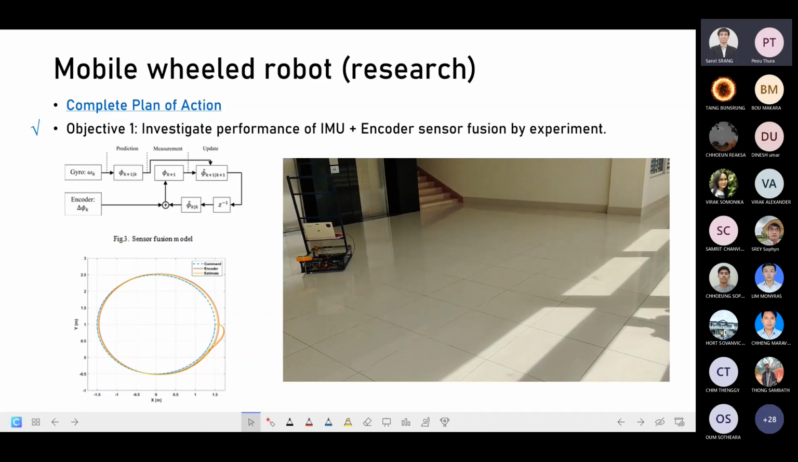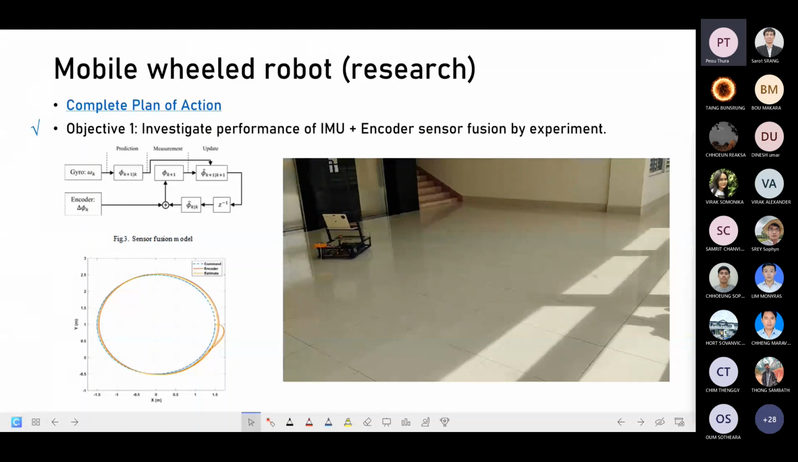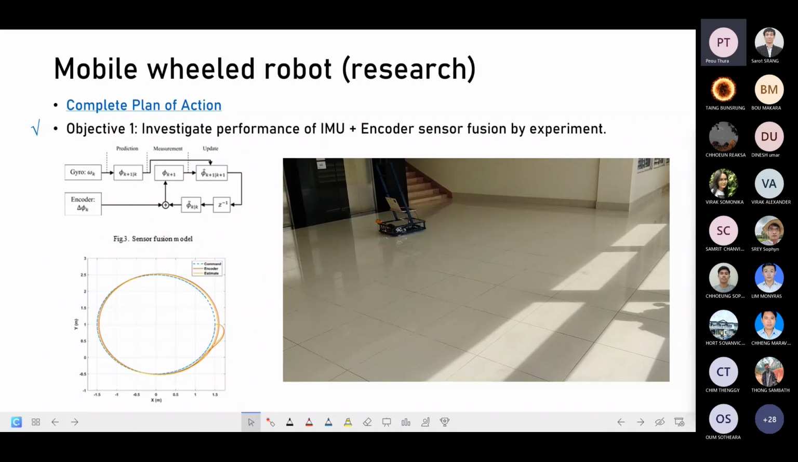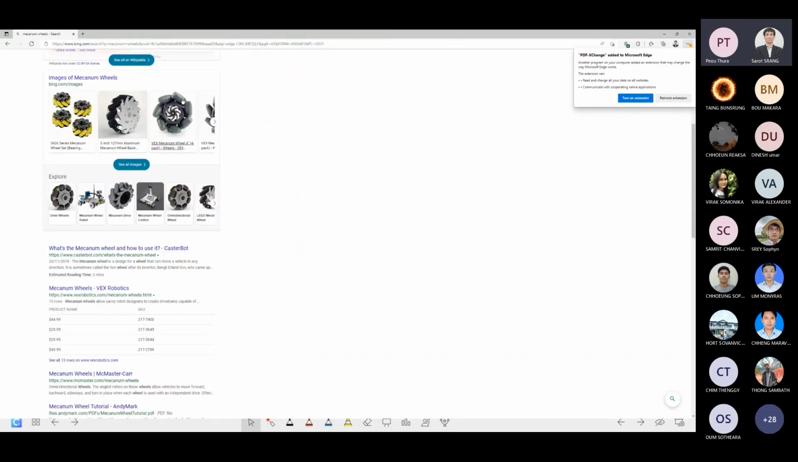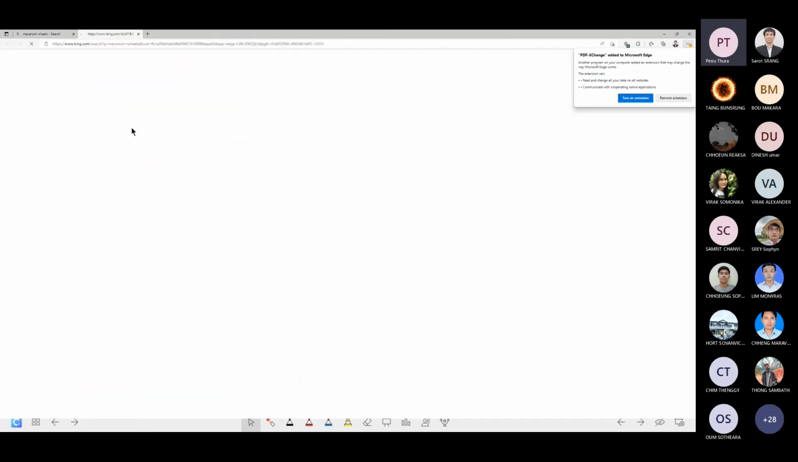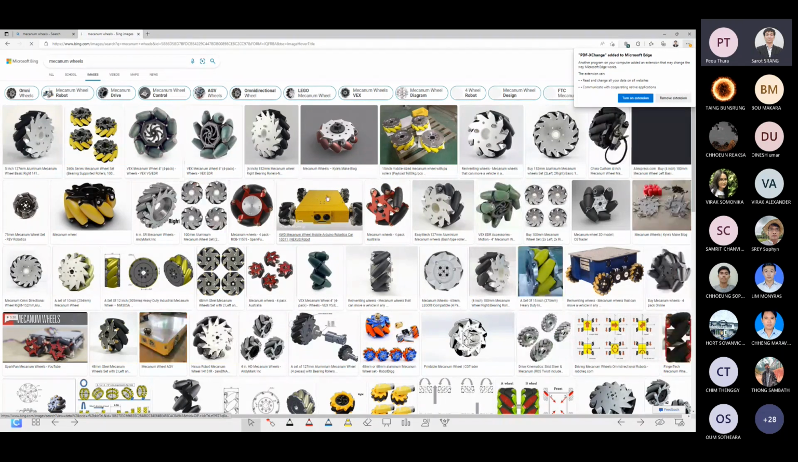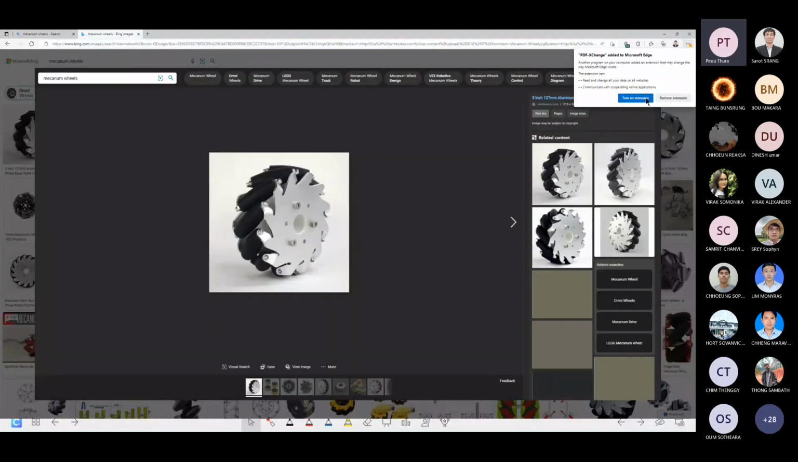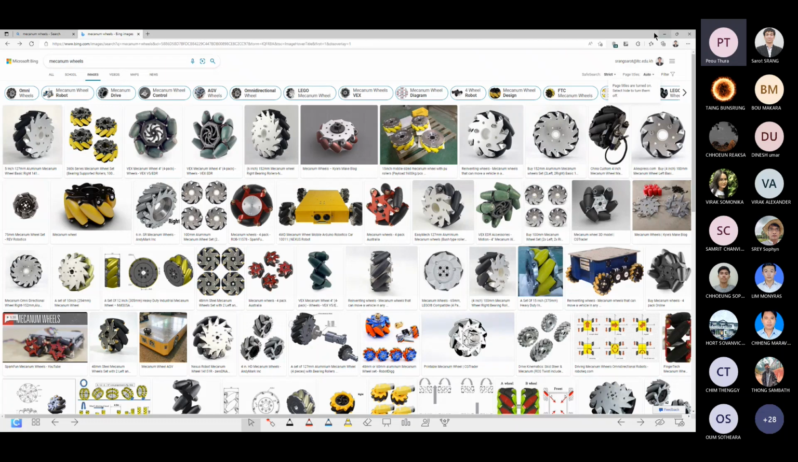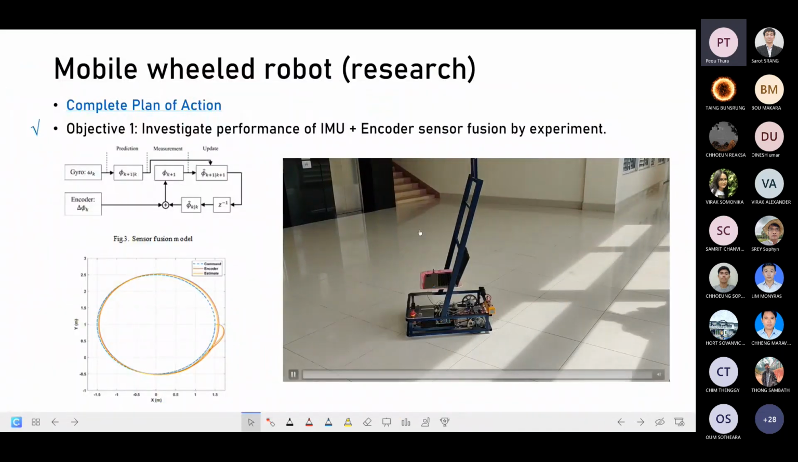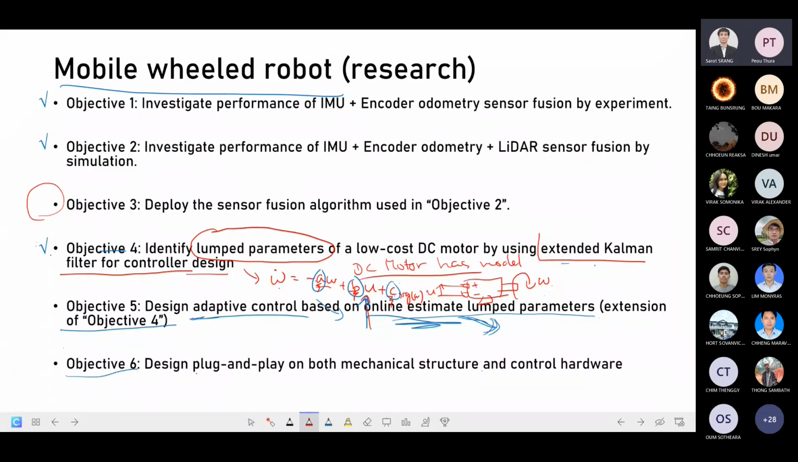Okay, what is a Mecanum wheel? Let me show you. So here is a Mecanum wheel. Okay, it looks like this. And so here we want to design a robot platform that can be plug and play on the mechanical part and electronic part.